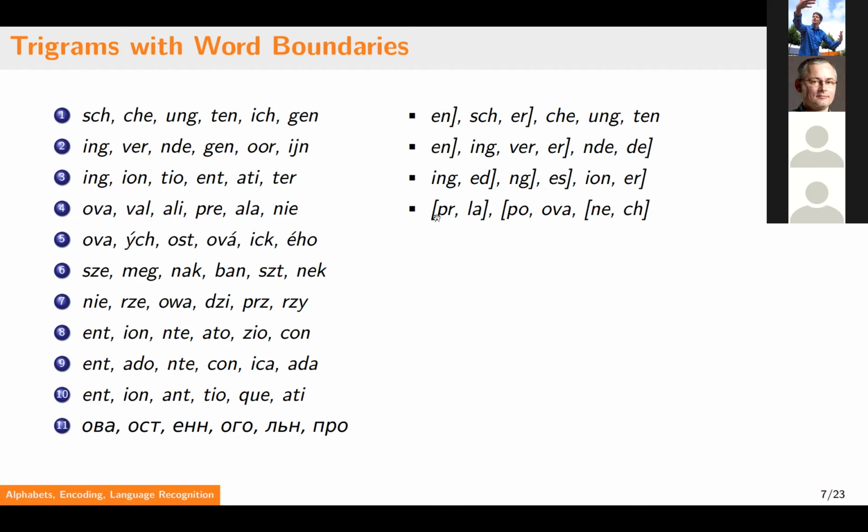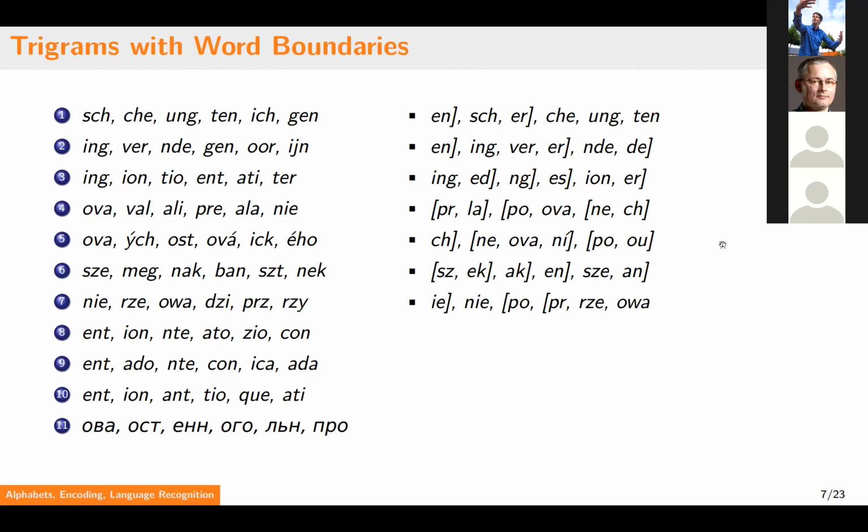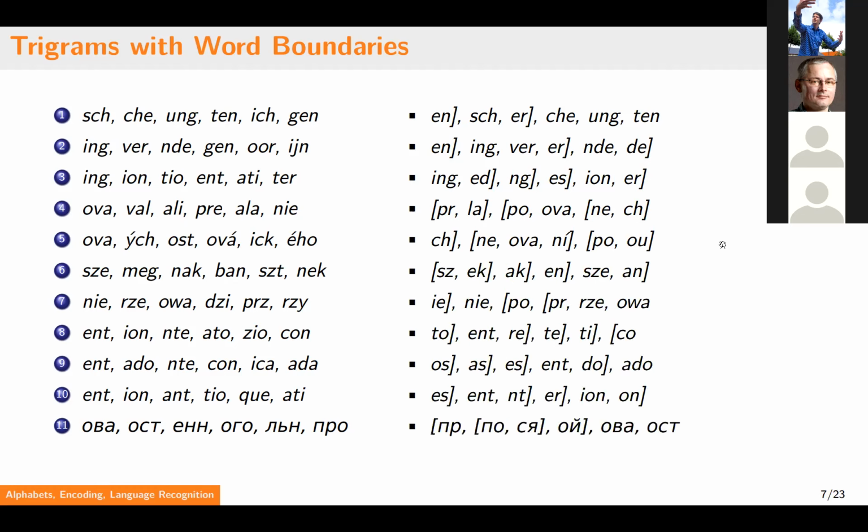So pr standing for pre and pre, I would guess, and pro. That's the most frequent prefix. Po, ne, that's the negative prefix as well. For Czech, it's slightly different, but there are some repetitions. Hungarian, and so on.